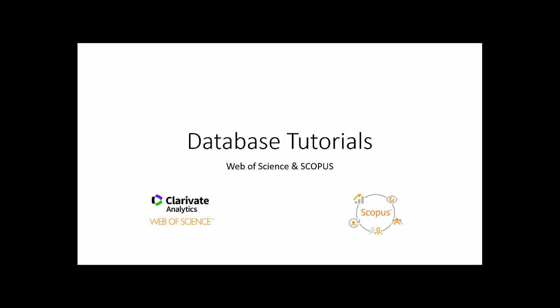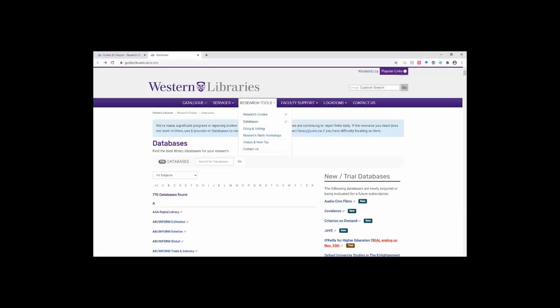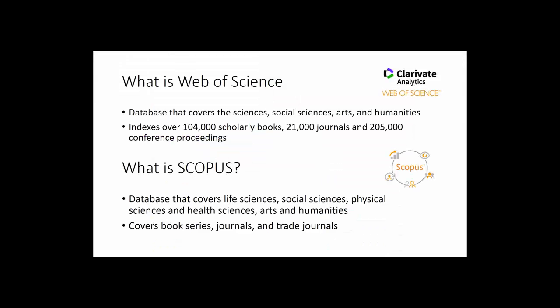So to get to Web of Science and Scopus, start at the Western Library's homepage, lib.uwo.ca, navigate to the databases page, click the W or S to browse to the databases, or type the names into the search field and hit enter. So what are these things?